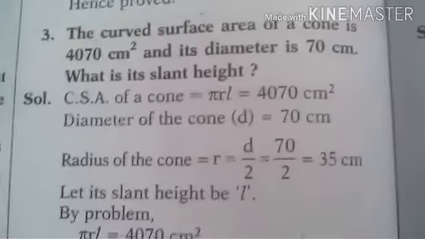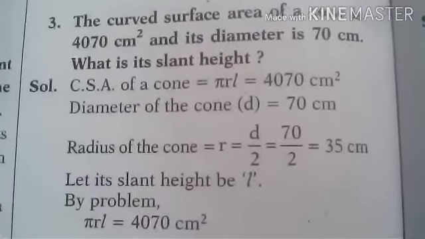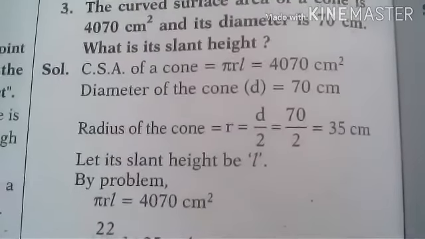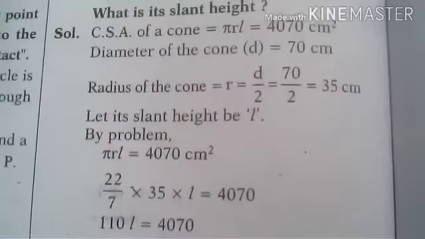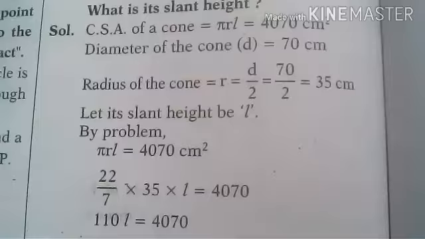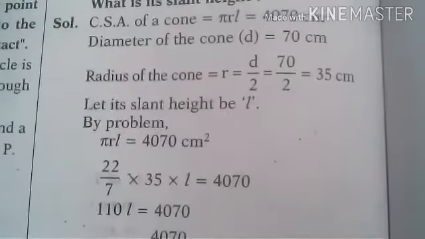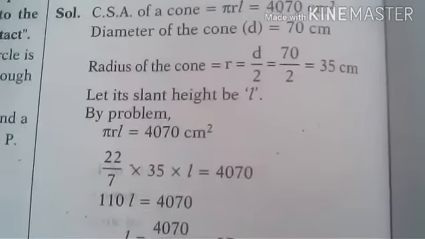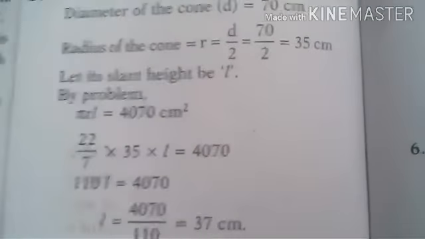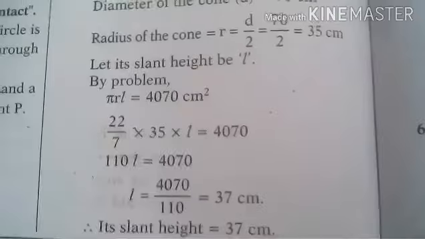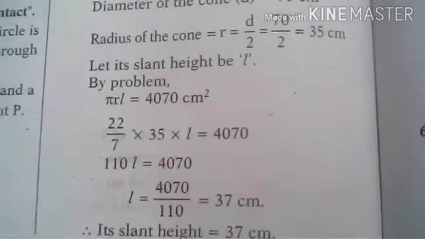Next, curved surface area of cone is 4070 centimeters square and diameter 70 centimeters. Finding slant height. CSA of cone is equal to pi r l. R is equal to 35, D is equal to 70. Substituting the value, so we'll get slant height is equal to 37 centimeters.